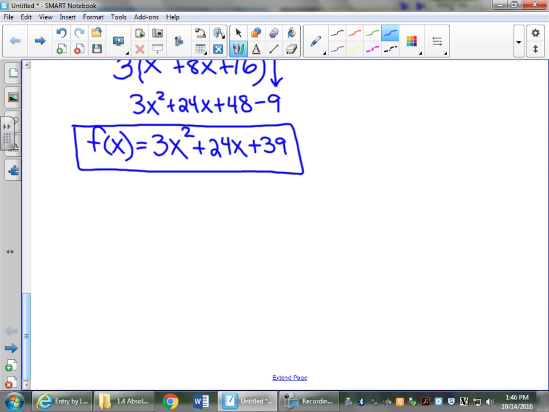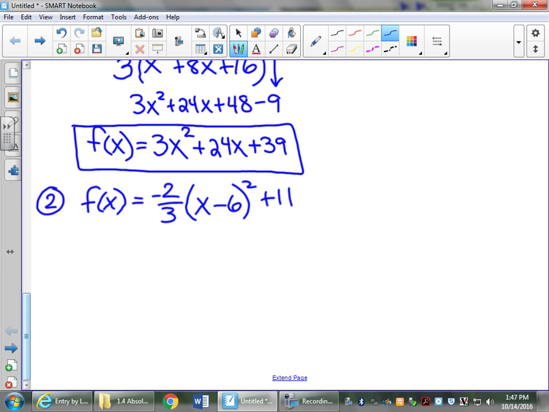We'll do one more going from vertex to standard. You guys are going to try this on your own. So after I write it, go ahead and hit pause so you can give it a shot yourself. This one's going to be messier because I'm giving you a fractional a value, but the skill is still the same even when you're working with fractions. So you pause. I'm going to keep working through this.